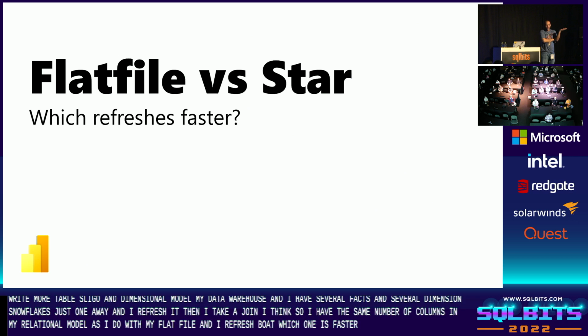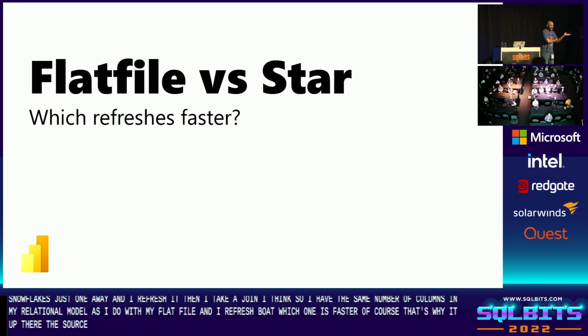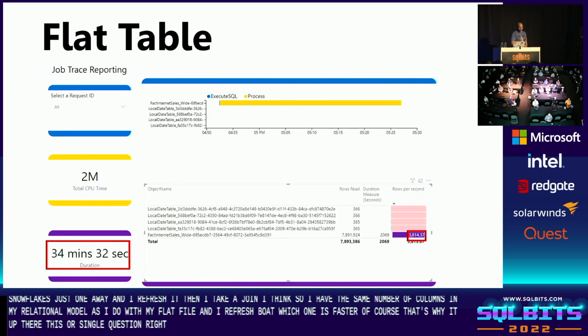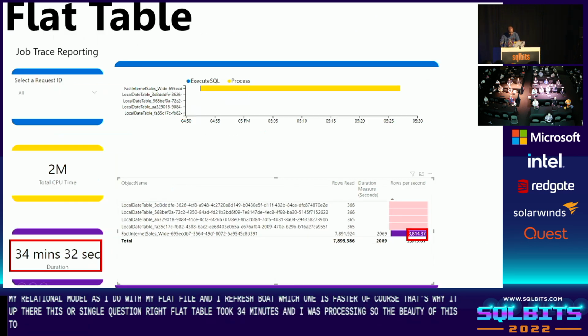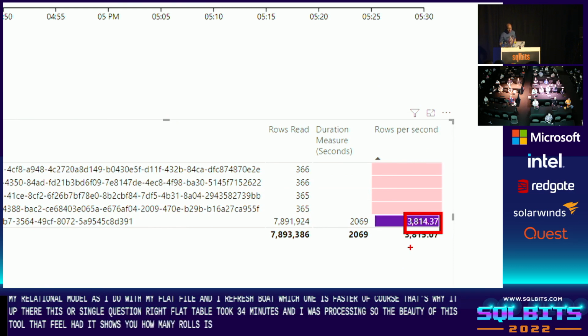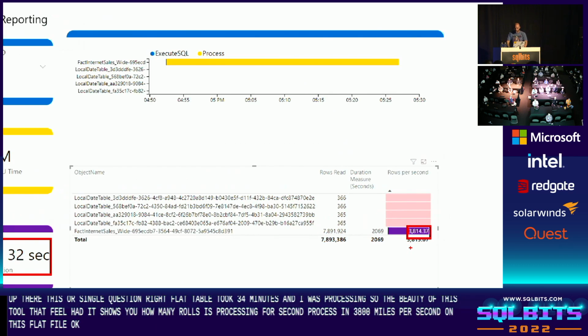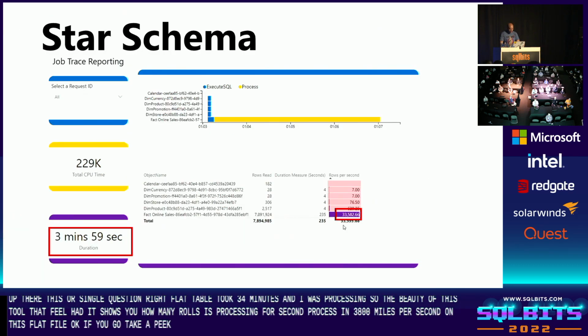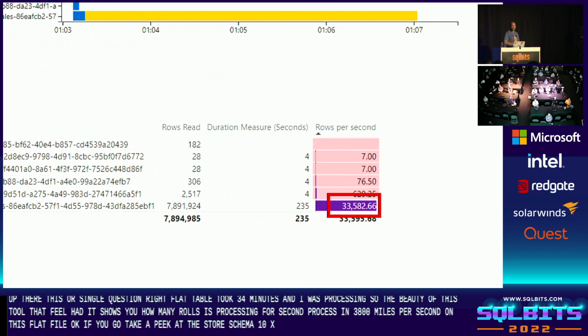Of course, that's why I have it up there, the star schema. It's pretty obvious, Patrick. It's the star schema. It's not a trick question, right? The flat table took 34 minutes to process. The beauty of this tool that Phil has is that it shows you how many rows it's processing per second. It was processing 3,800 rows per second on this flat file. If you take a peek at the star schema, 10 times as many rows per second.